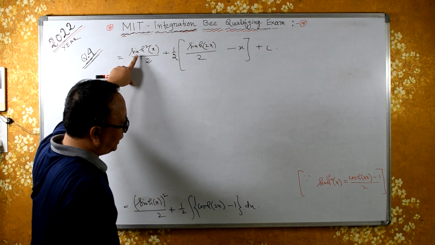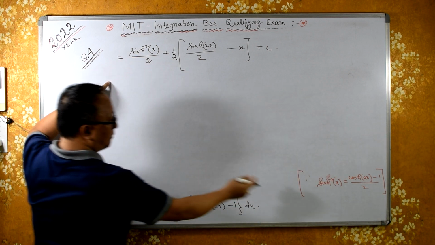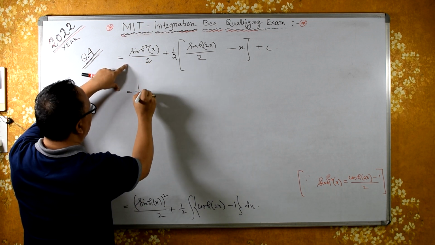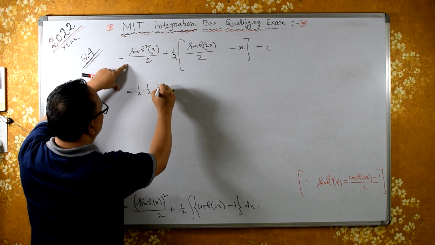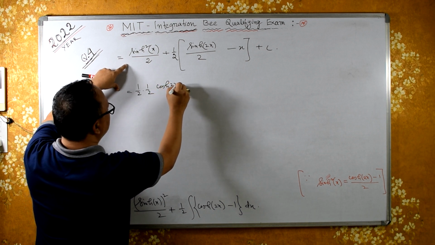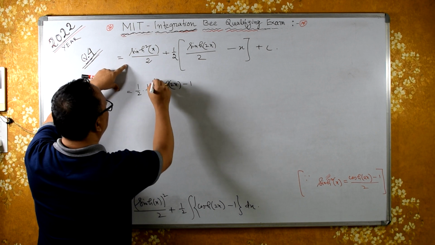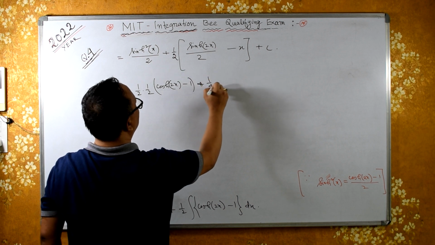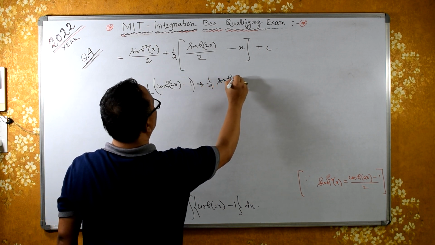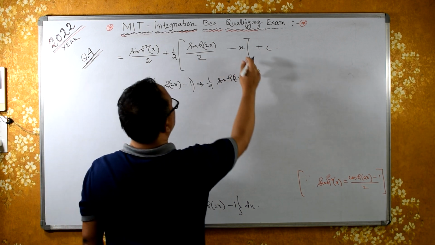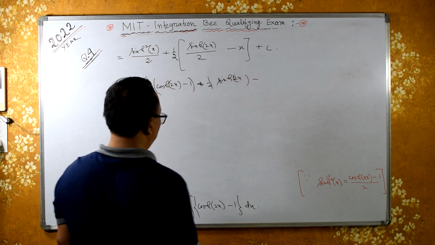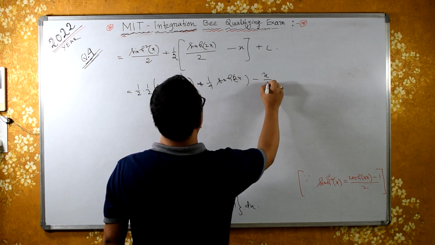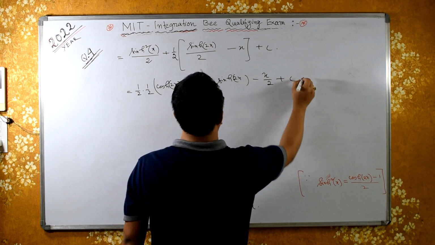Now sinh²x is here, so let's convert it: it is the same as this. Instead of sinh²x I can write this. Already half is there, so I have half into half of cosh 2x minus 1, plus, sending the half inside, 1 by 4 sinh 2x, minus x by 2, plus some constant c.